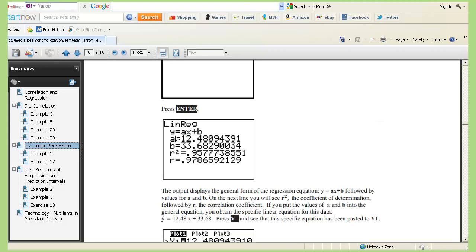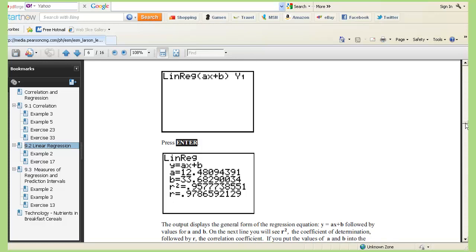Here's Linear Regression, and it tells you that it's y equals ax plus b. A is your slope. We call it m when we're doing an algebra problem, but in the calculator they call it a. So my slope would be 12.48. The b is going to be your y-intercept, which is 33.68. Here's your correlation coefficient also that you did in another section.